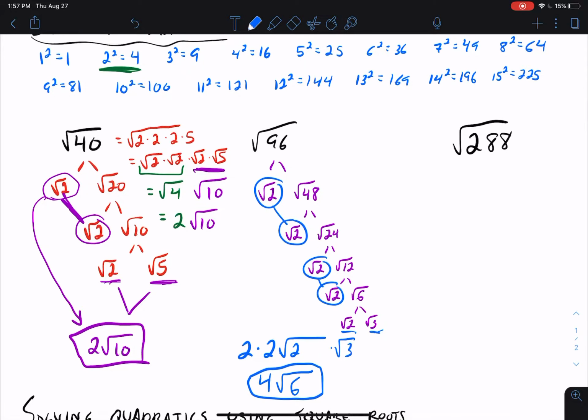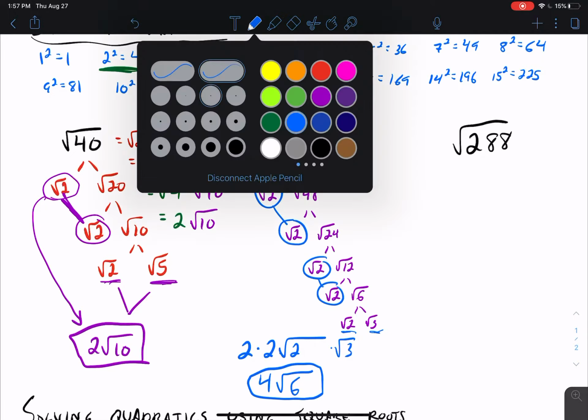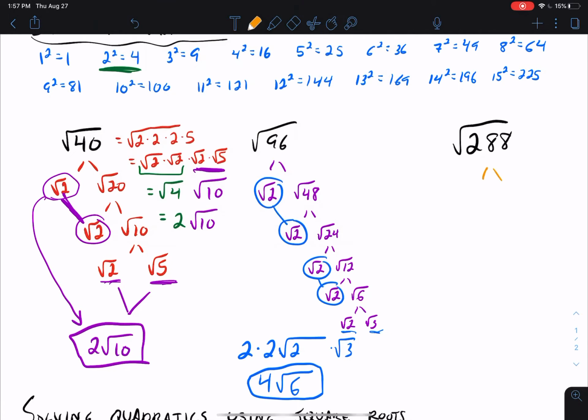Okay, next is 288. So, again, even. So I know 2 goes into it. 288 divided by 2, that's 144. Now, as we start to do more and more of these, you're going to recognize that this is a shortcut that you can use. Look while you're working on branches and try to figure out, is there a perfect square that goes into this number?